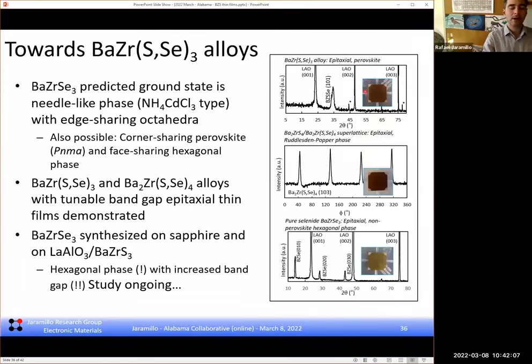And I'm not showing you the spectra here. It's enough just to use your eyeballs, right? You can see that this is a reduced band gap. So we're going to do spectrophotometry just by eye. So we get that perovskite structure.